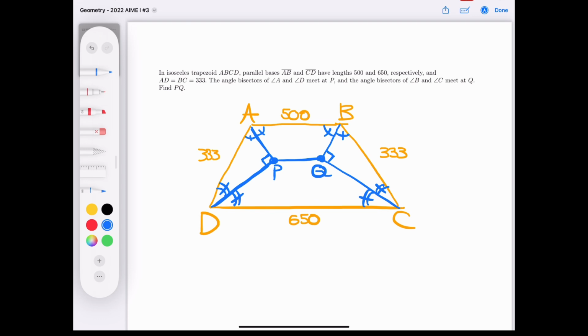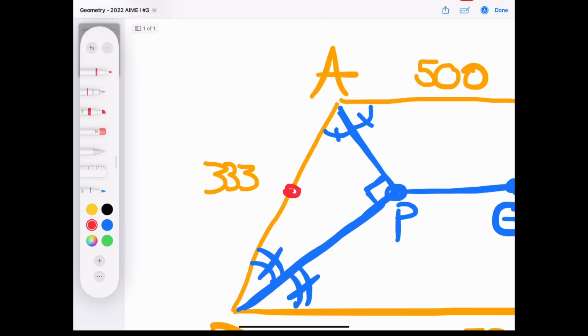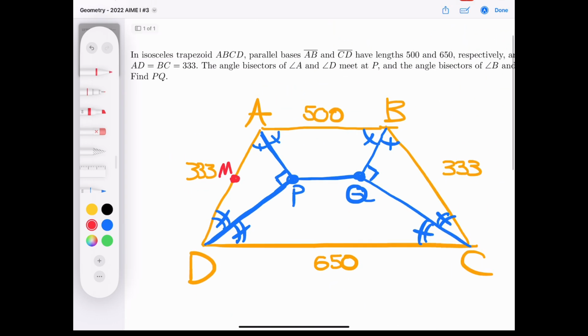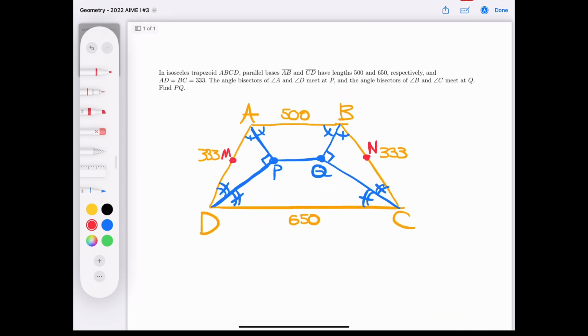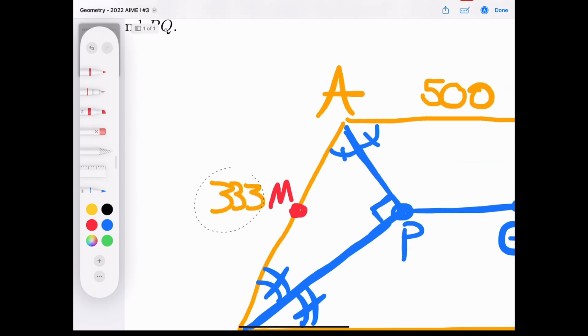Sorry, I had to zoom in at times to be able to write on it. But with that in mind, the next thing we're going to do is introduce these midpoints, M of side AD and N of side BC. And actually, let me just draw this M a little bit larger, sorry.